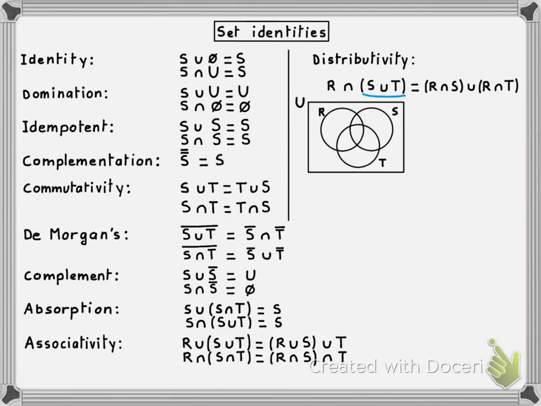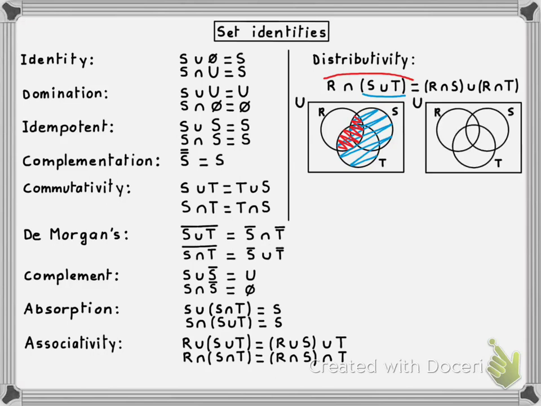So first, I'm going to consider S union T, which is represented by all the elements in blue in the Venn diagram. Then I'm going to take the intersection of this blue set with the set R to get the set on the left-hand side of the equal sign, and these are all the elements in red. Now, I'm going to turn my attention to the right-hand side of the identity, and I'm going to build another Venn diagram that starts out the same, and then I'm going to color the elements according to the set operation.